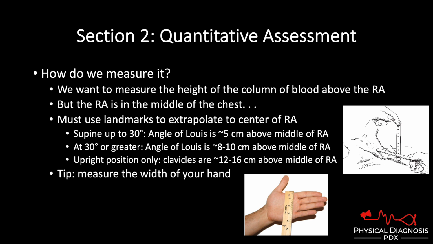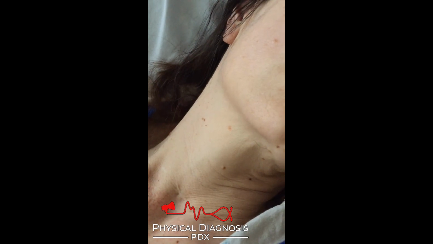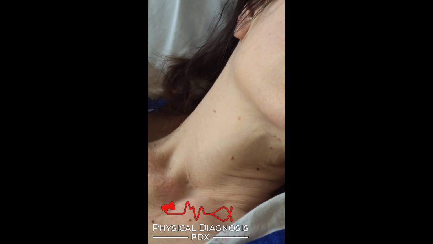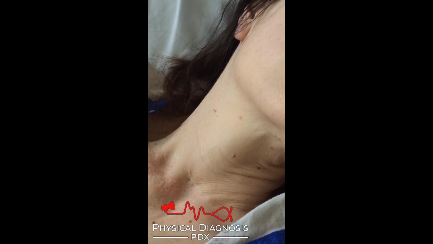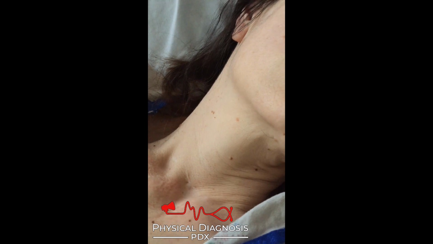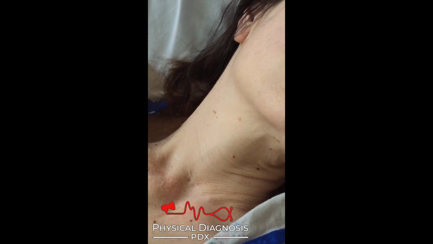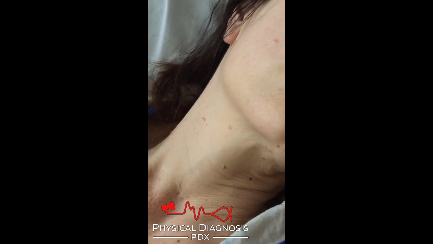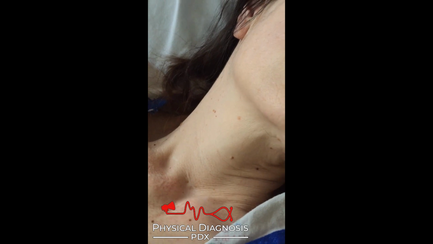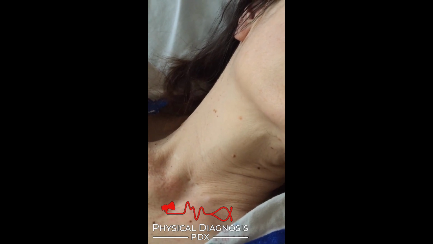This video demonstrates a venous waveform near the angle of the jaw with the patient at 30 degrees. The top of the waveform is around 10 centimeters above the angle of Louis. If we assume the angle of Louis is 8 centimeters above the middle of the right atrium, then the JVP here is 18 centimeters of water.